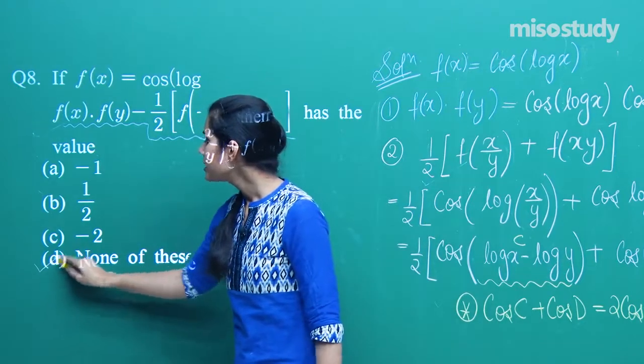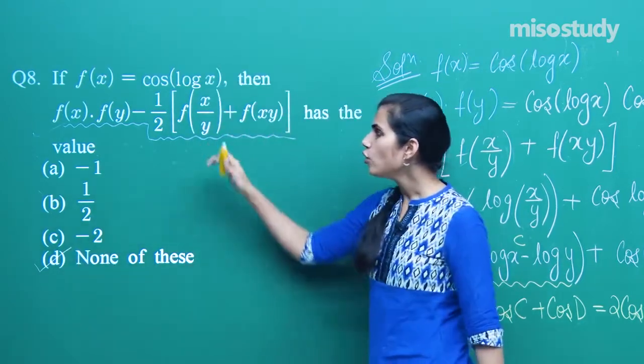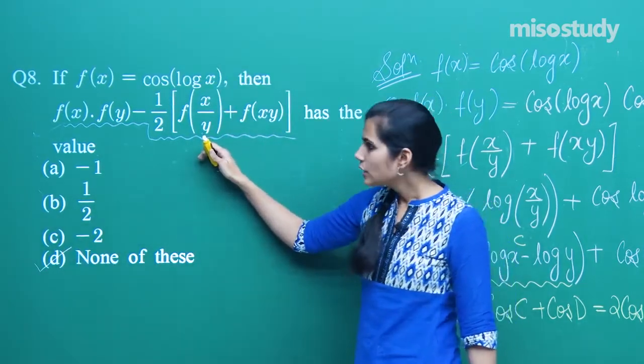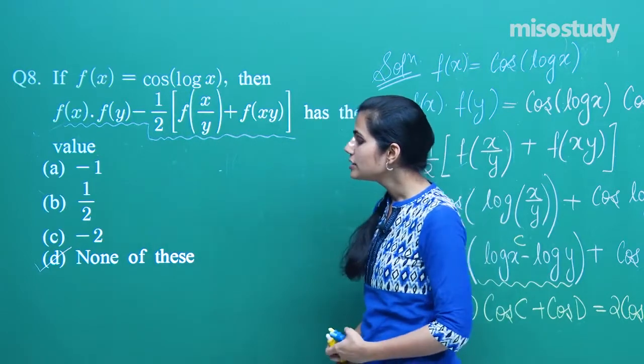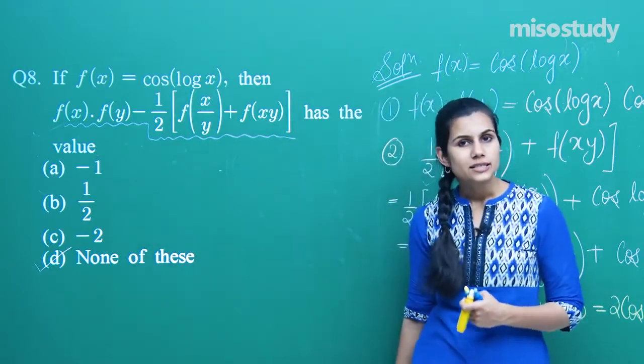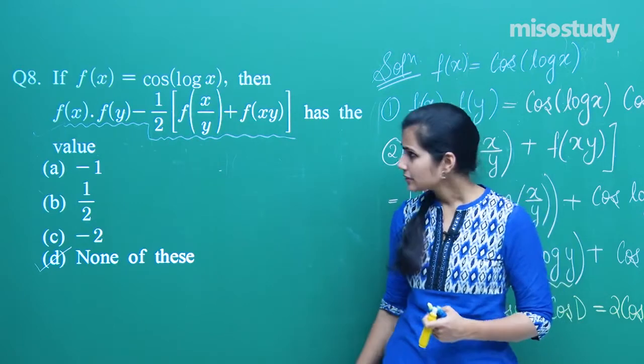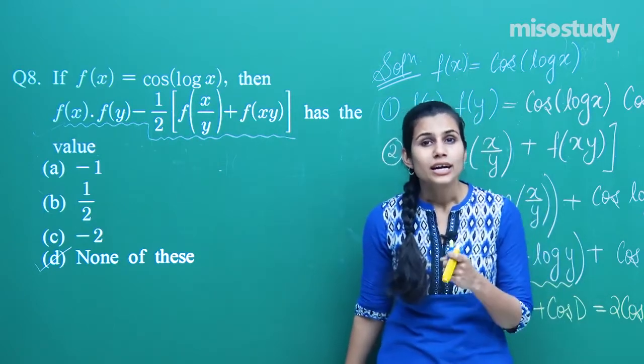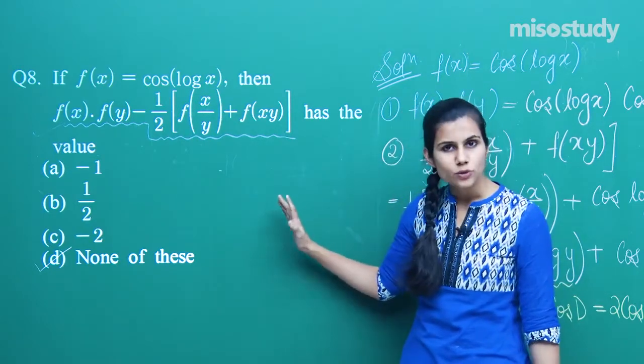The answer is because the value of this expression is 0. 0 is not covered in any of the options. So none of these is the correct answer. That's it. You have to compute this question in this manner.